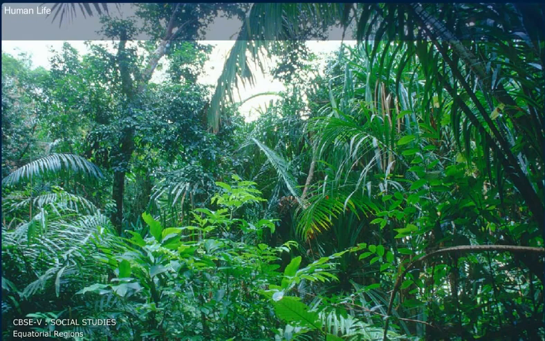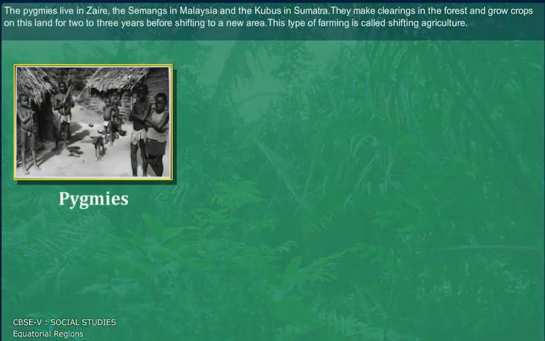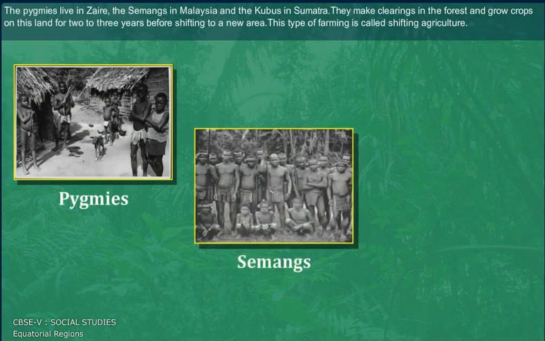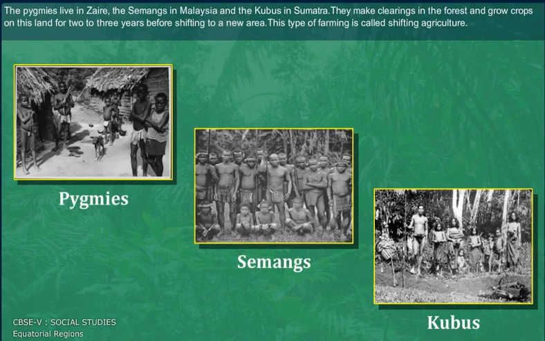Human life. The equatorial regions are not very densely populated. Nomadic and tribal people inhabit these regions. They practice a primitive type of farming. The Pygmies live in Zaire, the Semengs in Malaysia, and the Cubus in Sumatra.